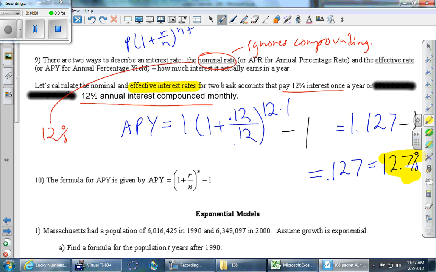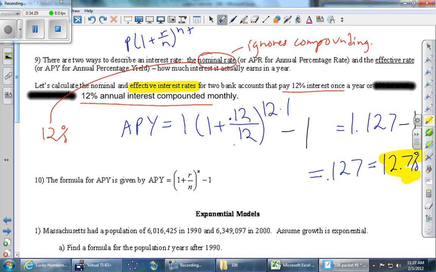So I've included the formula. I'm not a fan of just memorizing formulas. I was a fan of using this formula at the top that we know and pretending we have $1 invested for 1 year and realizing, oh, it didn't just get to $1.12, it got to a little more. And that little more must be because of the compounding. But if you're a formula person, there it is.